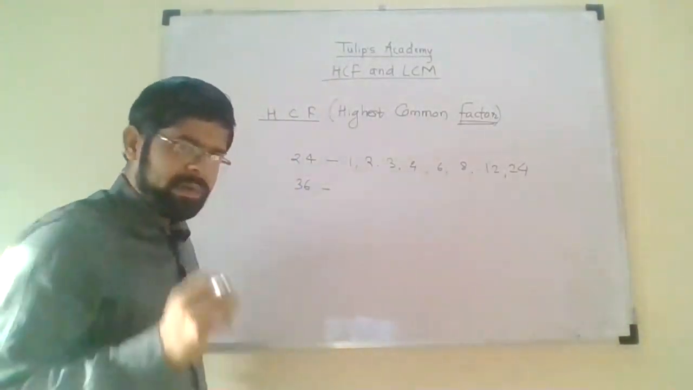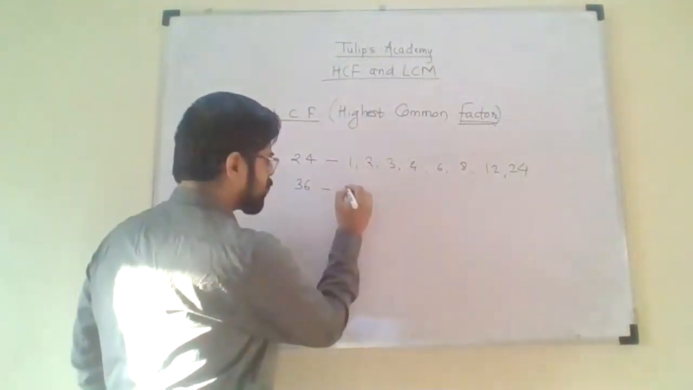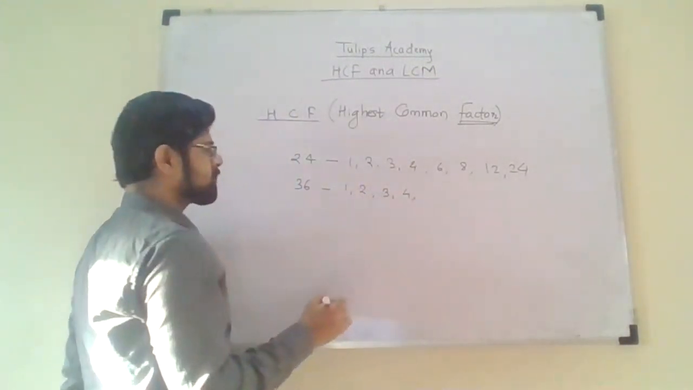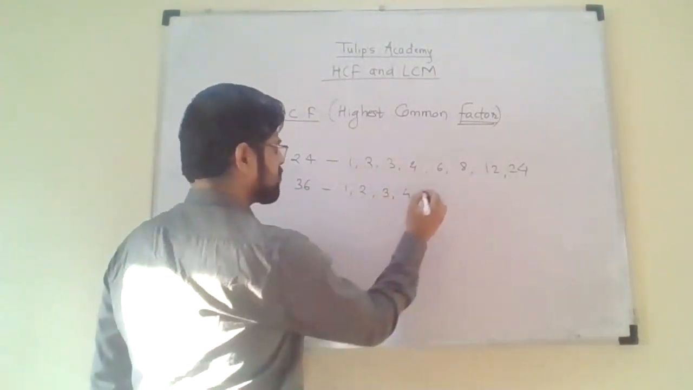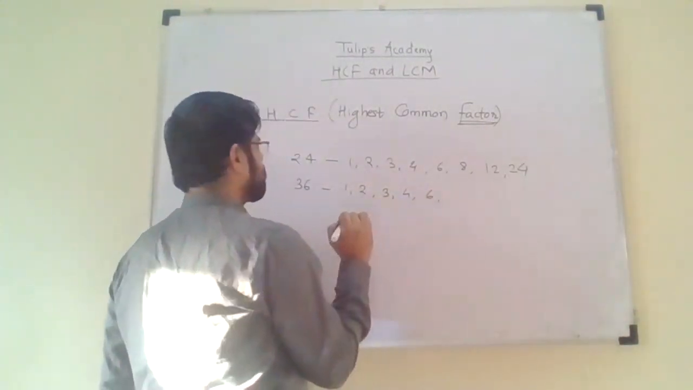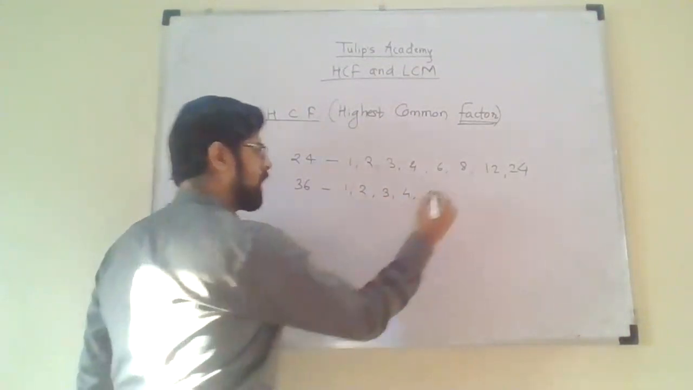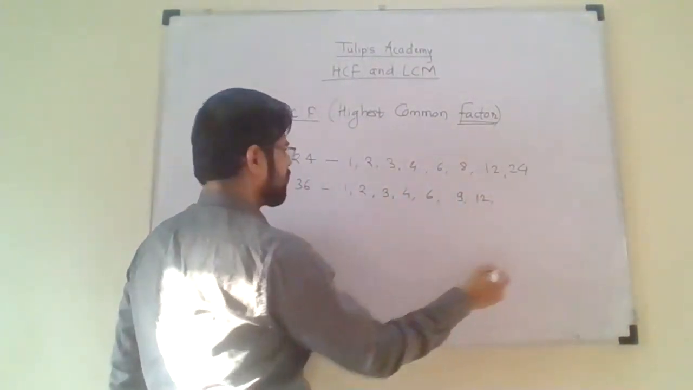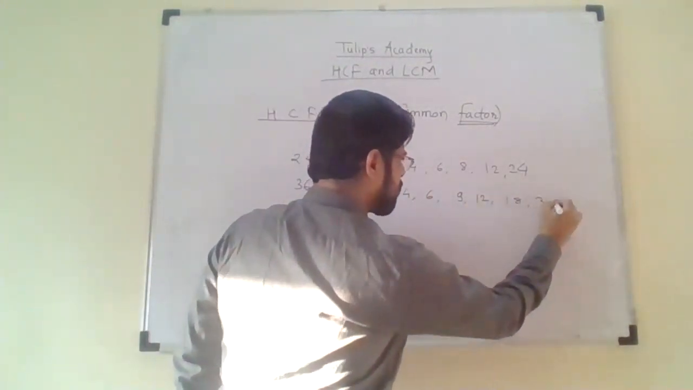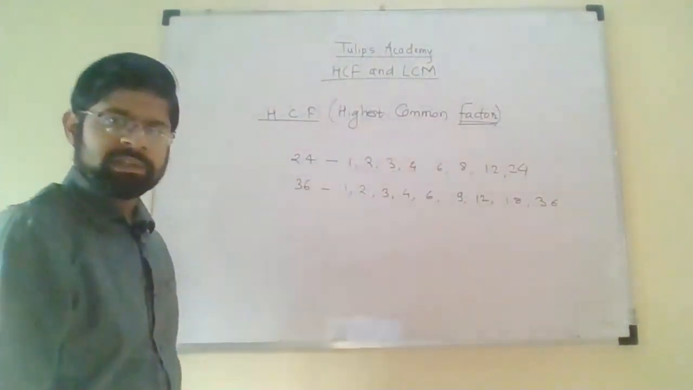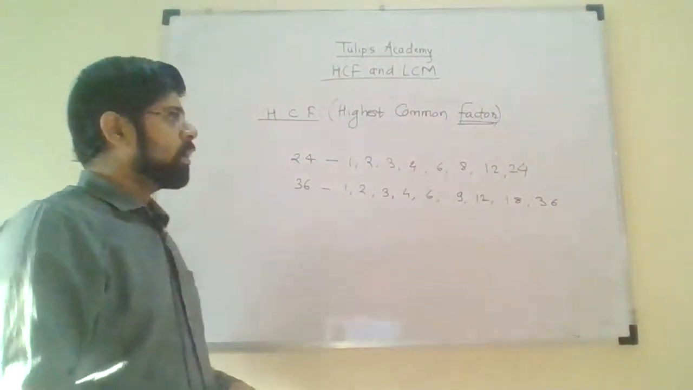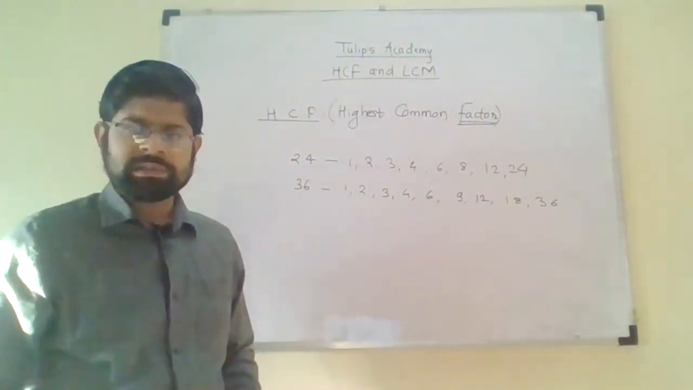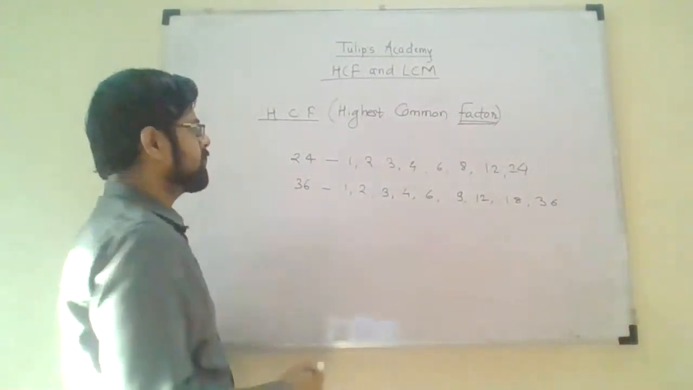Now similarly, let us factorize 36. So 1 is a factor of 36, 2, 3, 4, then 6, then 9, 12, 18 and 36. These are the factors. Now, after listing out all the factors, let us circle all the common factors.